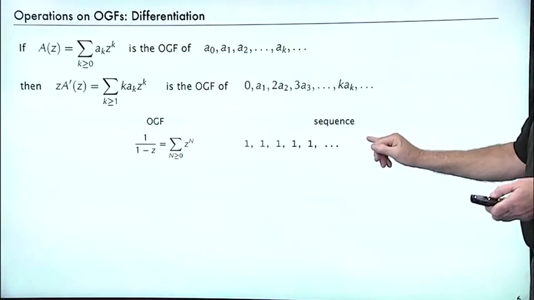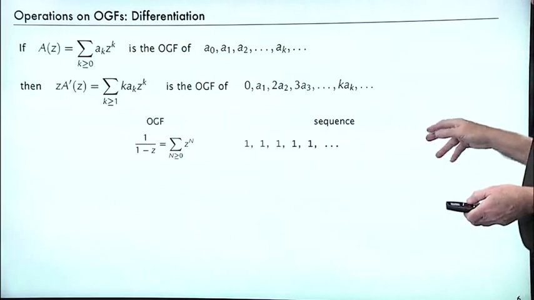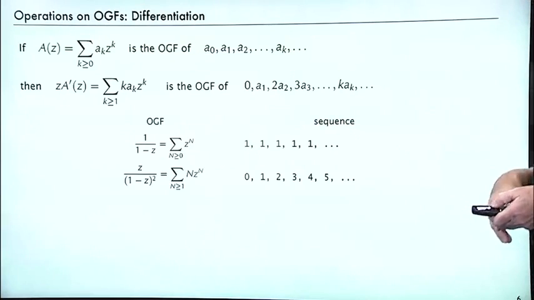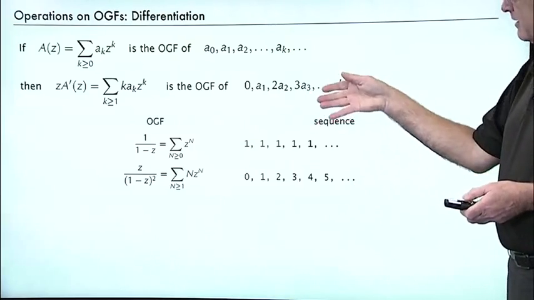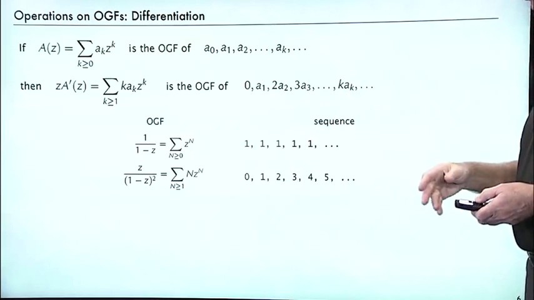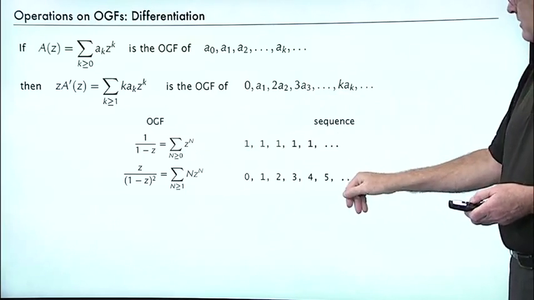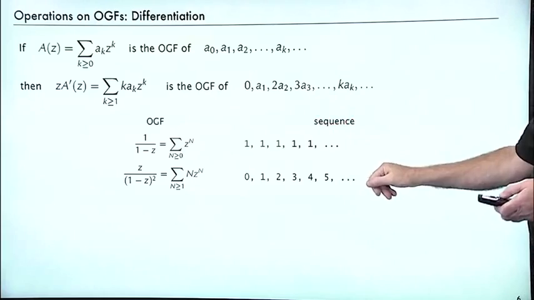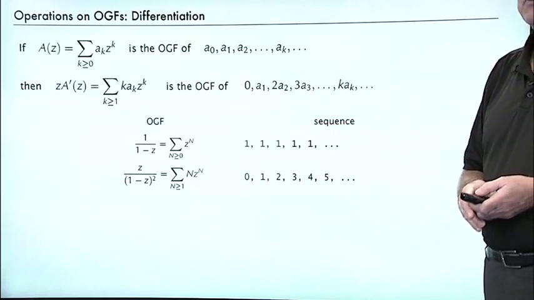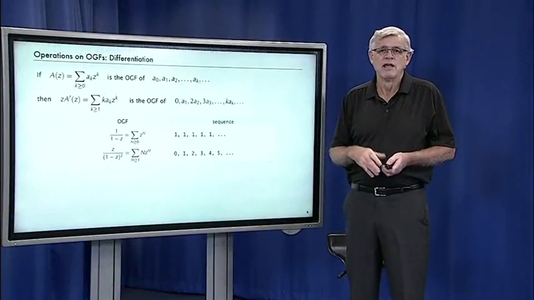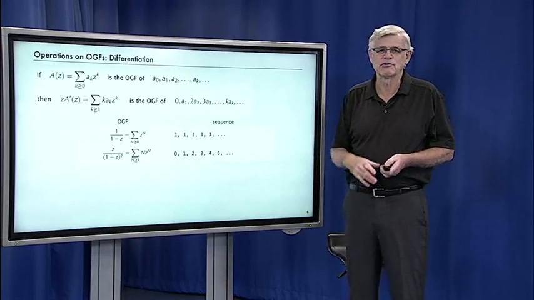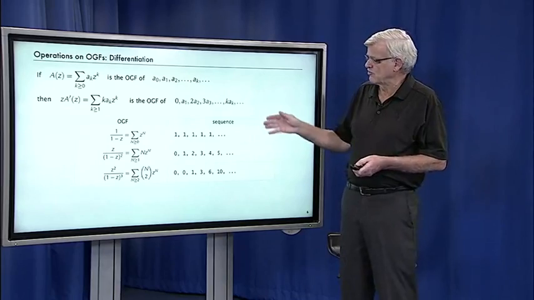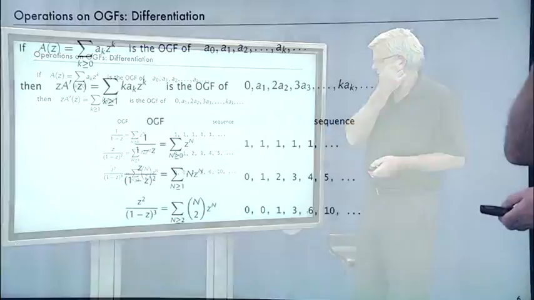So for example, if we start with our simple geometric sum for the sequence that's all ones and differentiate the left side, it's z over 1 minus z squared. And the right side tells us that's the generating function for the natural numbers, the sequence 0, 1, 2, 3, 4, 5. And we can do that again. We can continue differentiating and get a richer set of functions. So differentiate again, it's z squared over 1 minus z cubed.